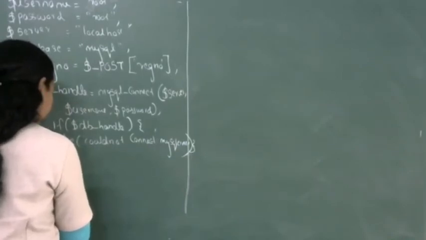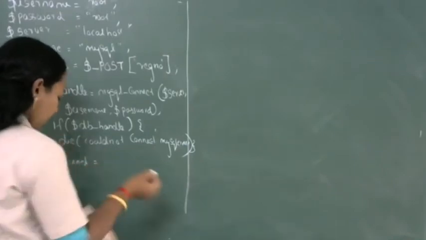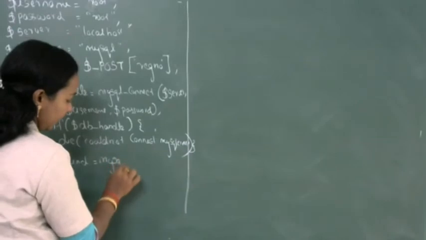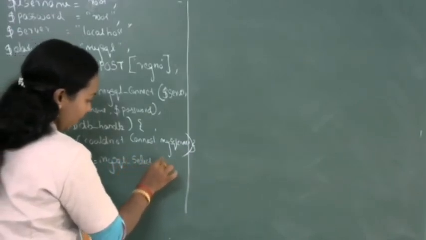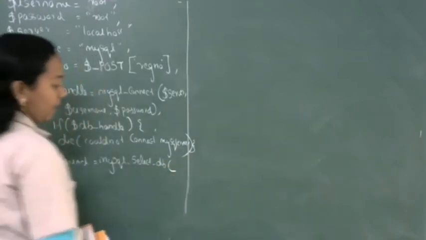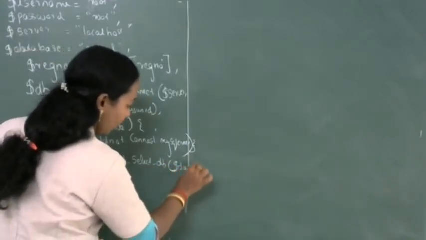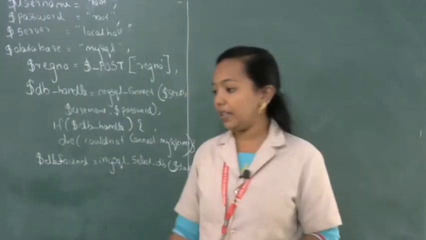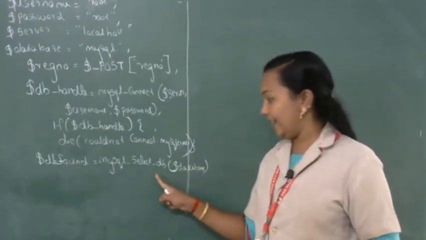$db_found is equal to mysql_select_db. Inside the parenthesis you want to specify the variable. What is the variable? $database. So $db_found is equal to mysql_select_db($database).